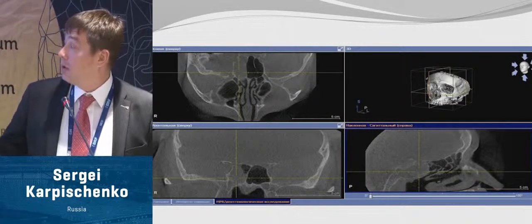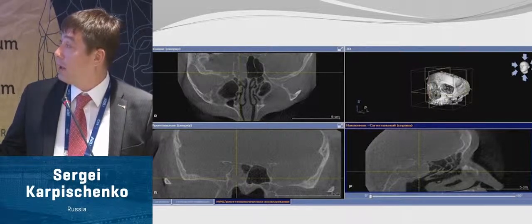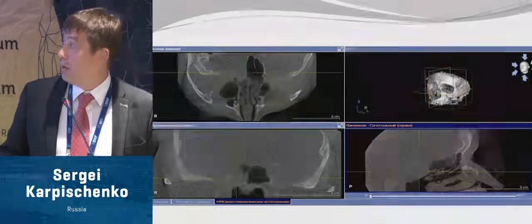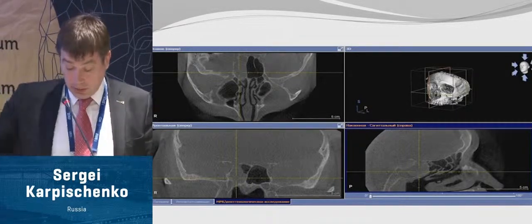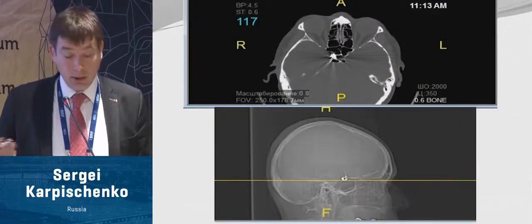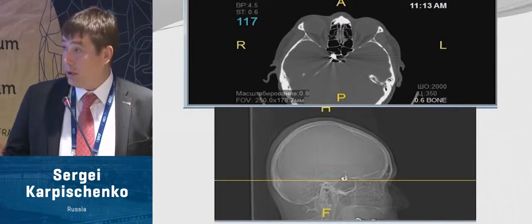Here I present a right side sphenoid sinusitis, but I'm not sure about the bony wall surrounding the carotid artery. So this patient needs additional examination, for example, MRI.